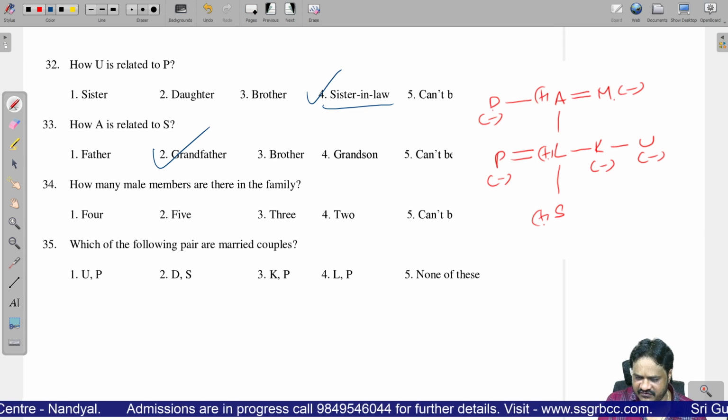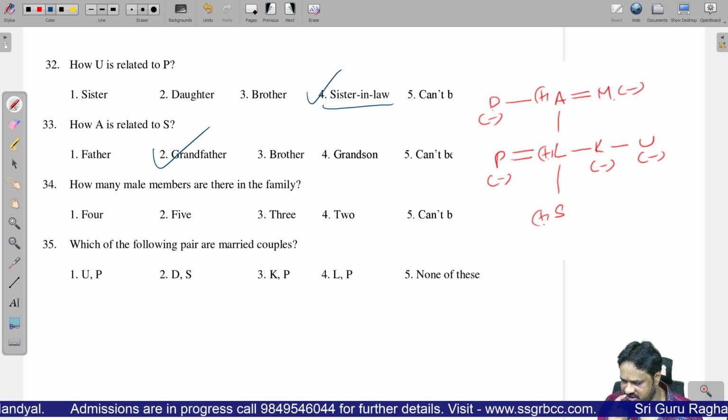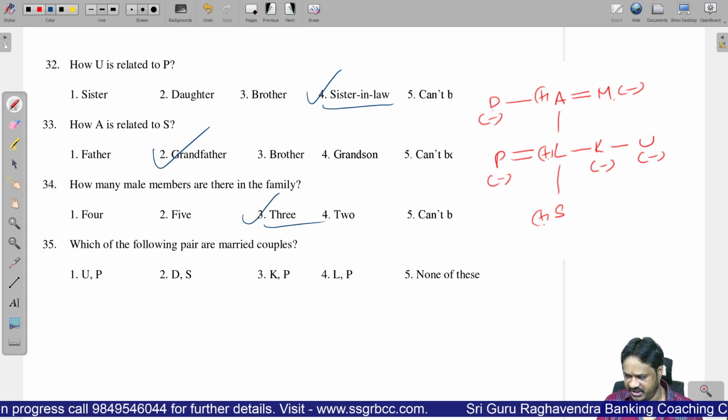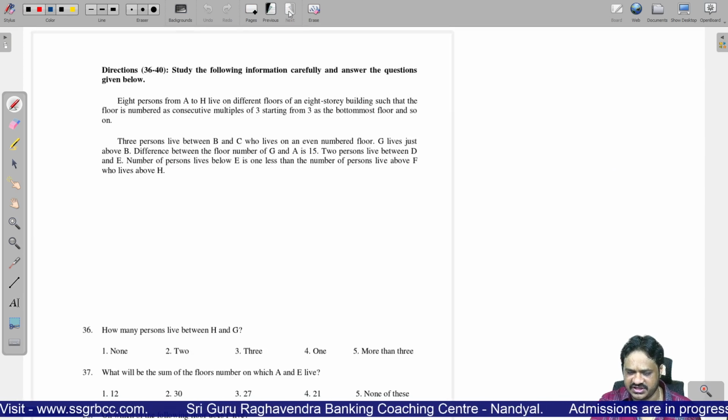A is the grandfather. How many male members are there in the family? There are totally three male members, three plus symbols we are having. Which is the married couple? U and P is not a married couple. D and S is not a married couple, but L and P is definitely a married couple. So option is 4. Let us see the next question.